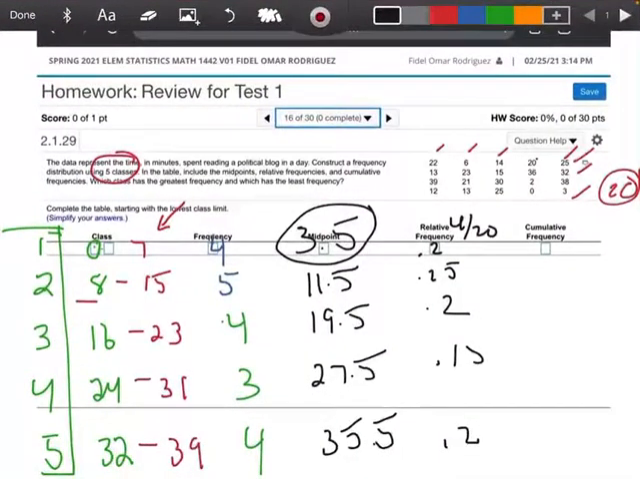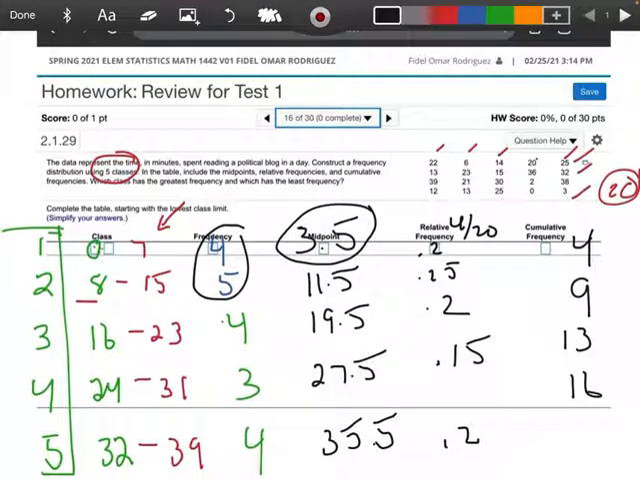Okay, and then my cumulative frequency. Remember my cumulative frequency, the first one is going to be whatever the frequency is. The next one is going to be when I add those two together. So 4 and 5 is 9, plus another 4 is 13, plus another 3 is 16, plus another 4 is 20.